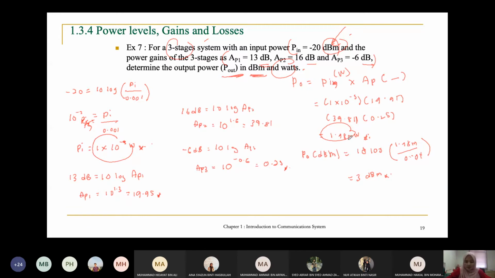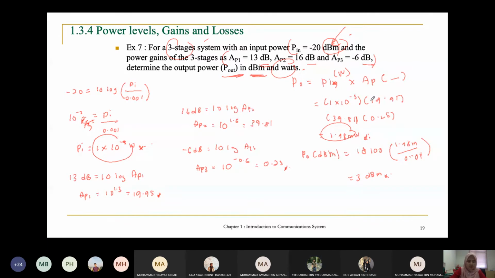This is 1.98 milliwatts. But for me, actually, I calculate 1.99. Okay, but close enough, I still accept it actually. And you can also approximate this, because I get the answer 1.99. I can also approximate it to 2 milliwatts.